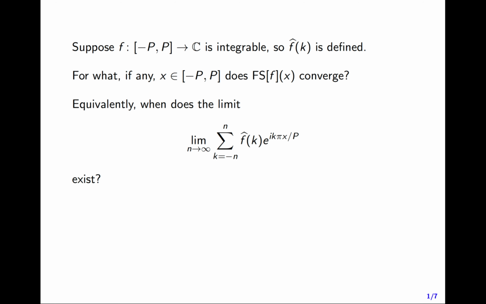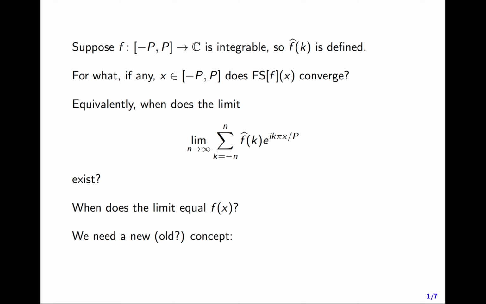This is to say, when does the limit as n goes to infinity of the sum from k equals minus n to n of f hat of k times e to the ik pi x over p exist? And in particular, when does the limit equal f of x, or maybe something to do with f?